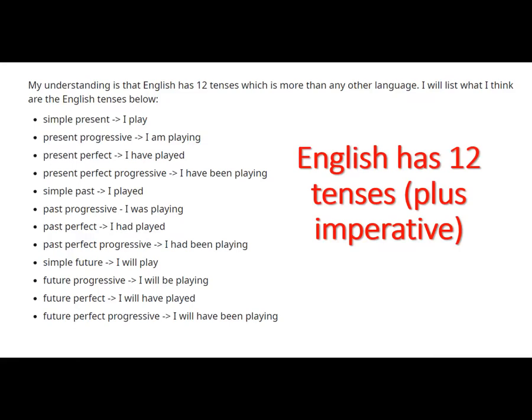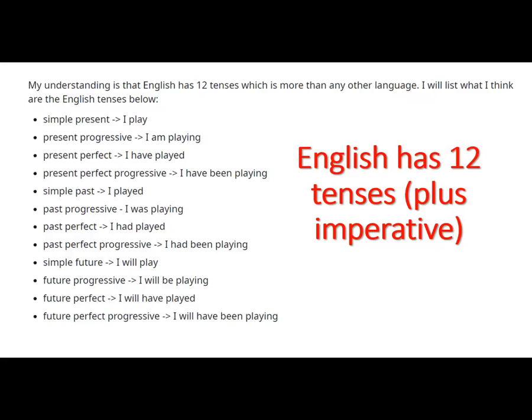The simple present, which is I play. The present progressive, I am playing. Present perfect, I have played. Present perfect progressive, I have been playing. There's 4 that are past tense: I played, I was playing, I had played, and I had been playing. And there's 4 future tenses: I will play, I will be playing, I will have played, I will have been playing.